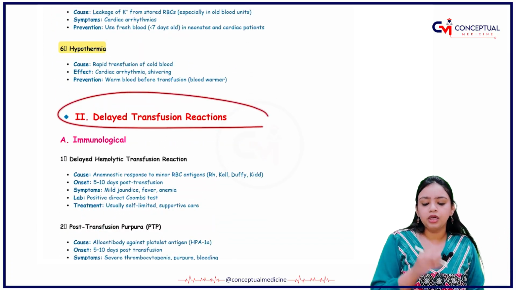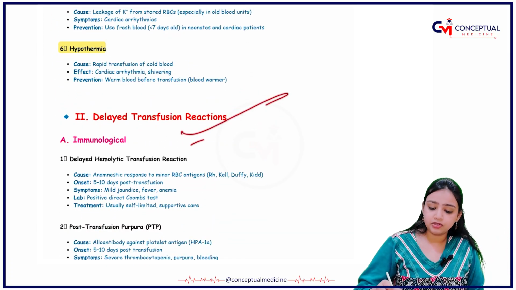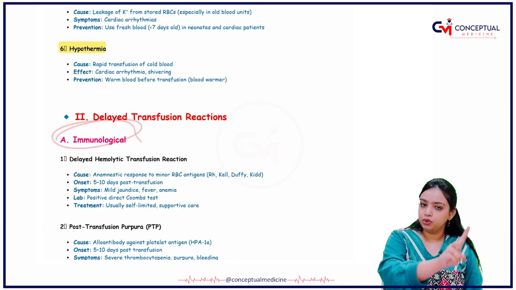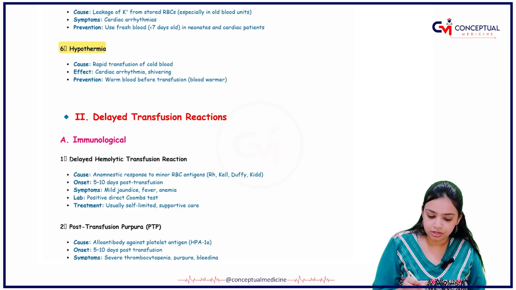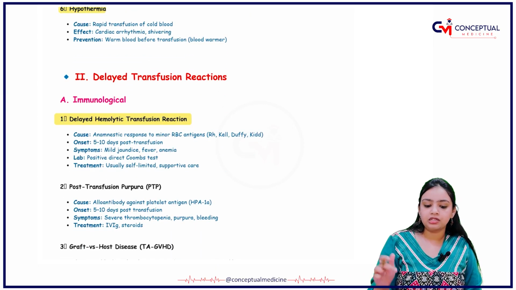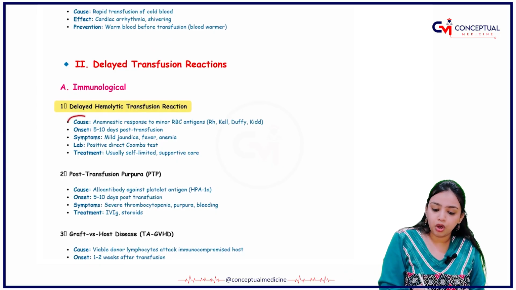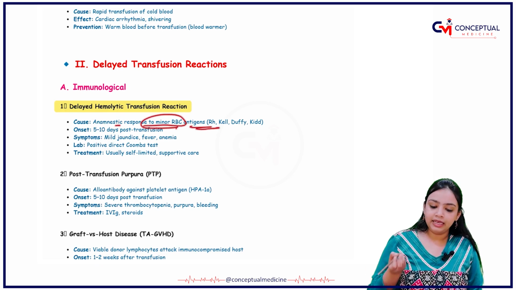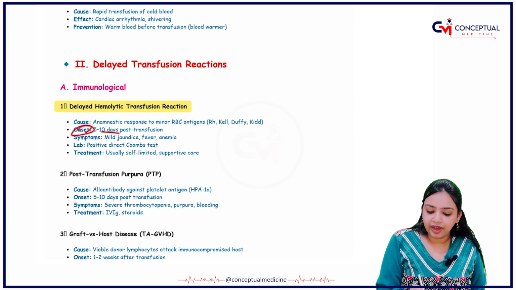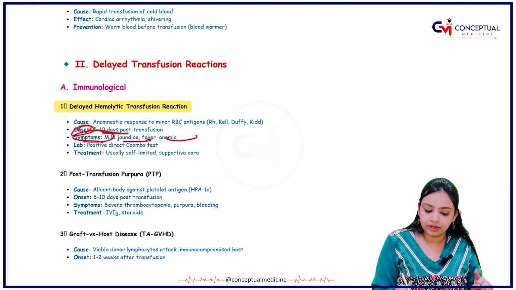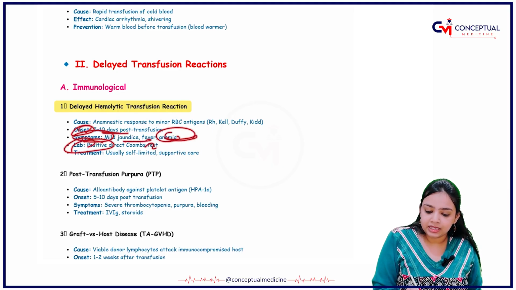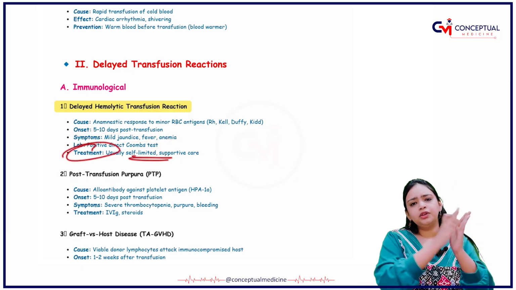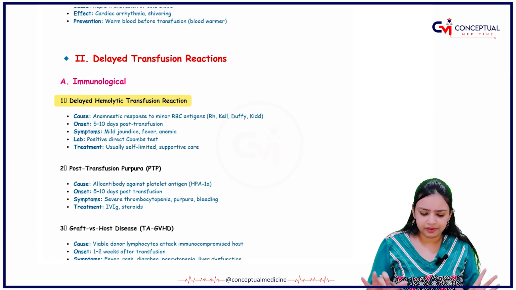Coming on to the next thing, that is delayed transfusion reaction. Now, delayed is also divided. First, you have the immunological ones. In the immunological ones, the first I have is delayed hemolytic transfusion reaction. What is the cause? A response to minor RBC antigen. Onset is 5 to 10 days. Symptoms are mild jaundice, fever and anemia. Lab test: positive Coombs test. How will you treat it? You have to treat the cause, and it is self-limited.